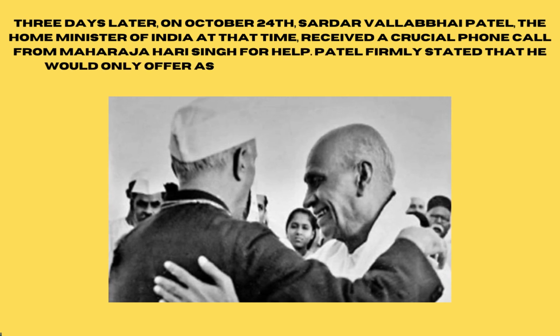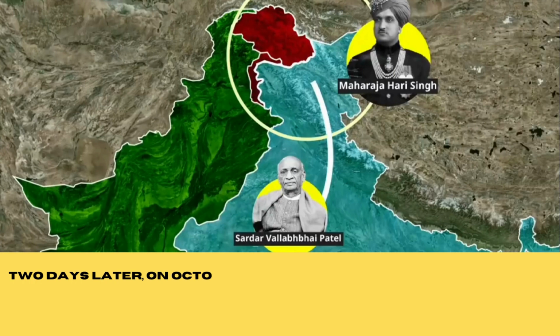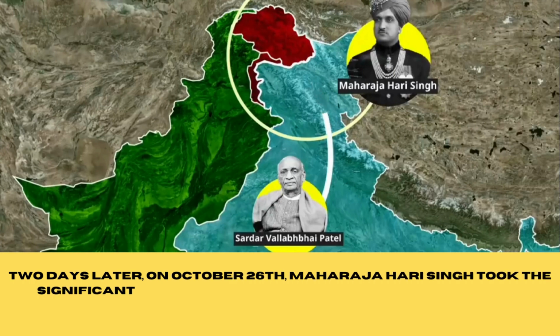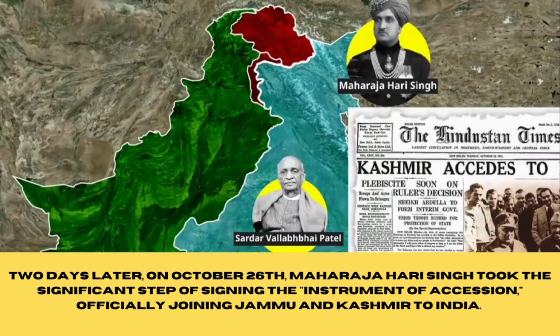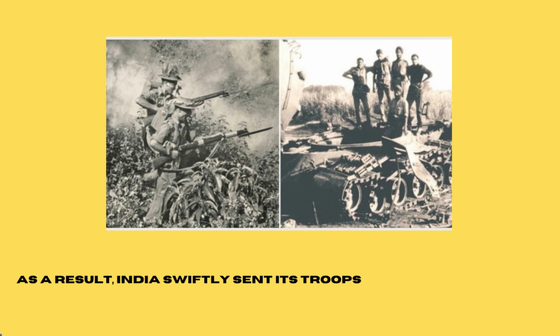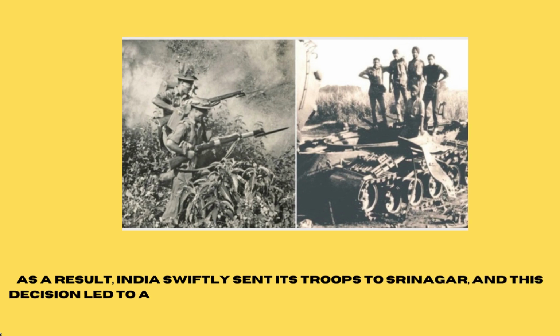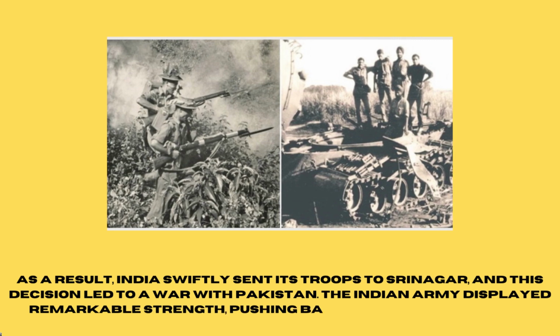Sardar Patel firmly stated that he would only offer assistance if the Maharaja signed the instrument of accession. 2 days later, on October 26th, Maharaja Hari Singh took the significant step of signing the instrument of accession, officially joining Jammu and Kashmir to India. As a result, India swiftly sent its troops to Srinagar, and the decision led to a war with Pakistan. The Indian army displayed remarkable strength, pushing back the Pakistani forces.